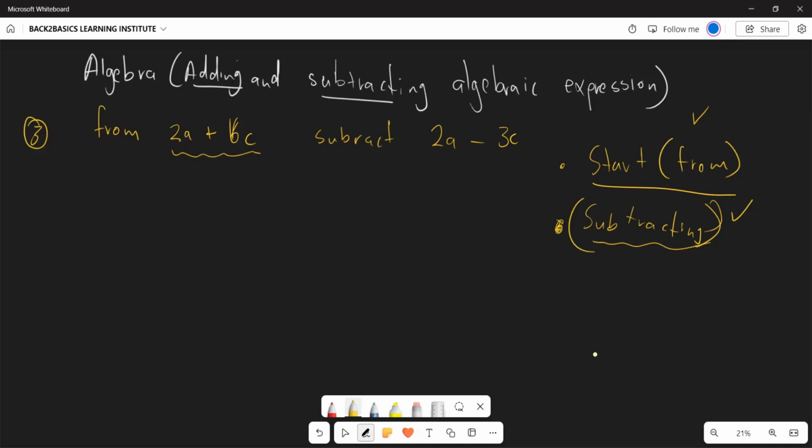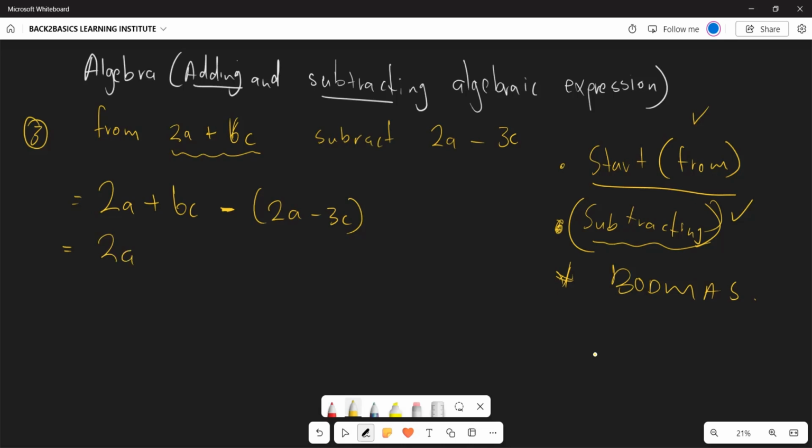So which means now they say from, which means you have 2a plus your 6c, subtract. What are you then subtracting from here? You are subtracting 2a, subtract 3c. Remember, we said everything that you subtract must be in bracket, right? And then after that, you are going to use BODMAS. So what are you going to use BODMAS for? You are going to use it to collect like terms or to group like terms.